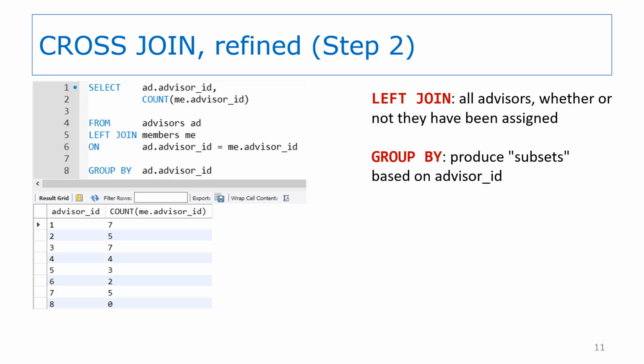Keep in mind when you use join, you only get rows where there is a match between the two tables. So if I used join by mistake and did not have a way to review the counts, I might have missed advisor 8 who has no assignments.